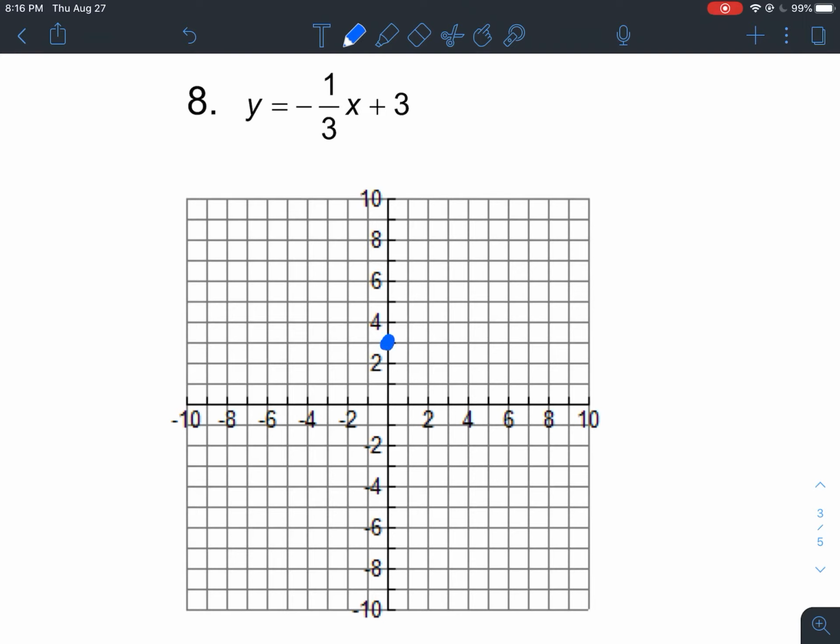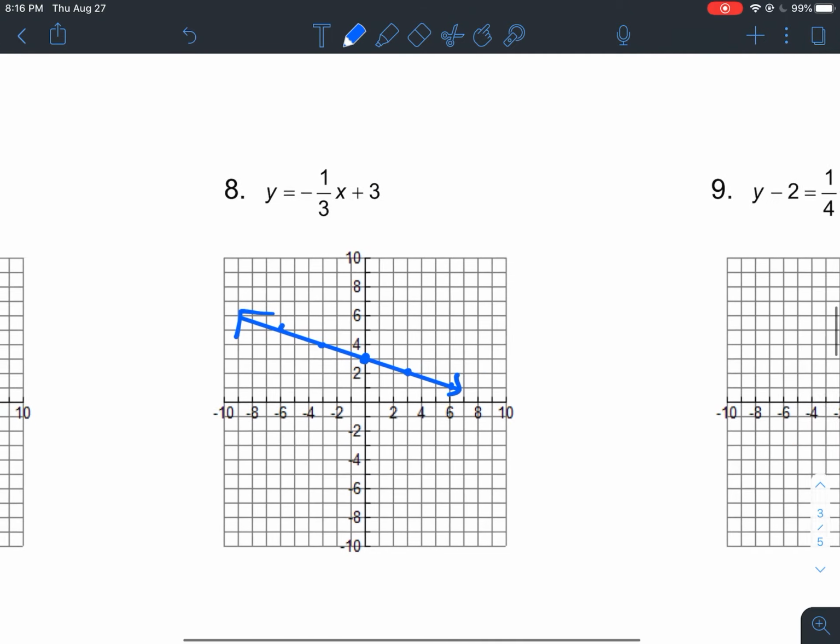All right, number 8, we have an intercept of 3 and a slope of negative 1/3. So down 1, right 3, down 1, right 3, or up 1, left 3, up 1, left 3. And there's our line.